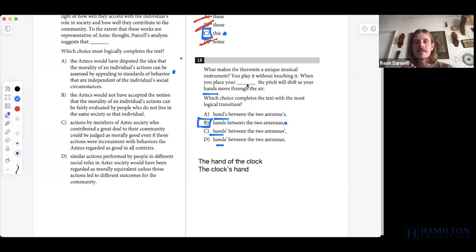Between the two antennas, the pitch will shift, right? So we also know that antennas needs to be just plural because the antennas are not owning the pitch. You're not placing your hand through the antenna's pitch. You're just placing your hand between them and it changes the pitch. So our answer is B, because we actually have no possession for either noun, hands or antennas, here. Only use apostrophes if there's possession. If it's just plural without any possession, we don't need an apostrophe.